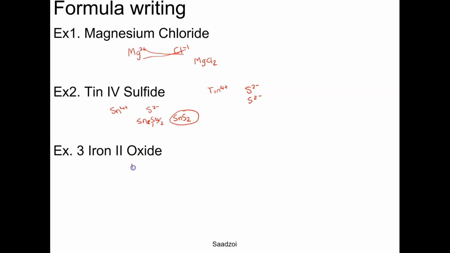Iron(II) oxide, that's Fe2+, O2-. Whenever the charges are identical, just get rid of both and write one of each. So it's FeO.